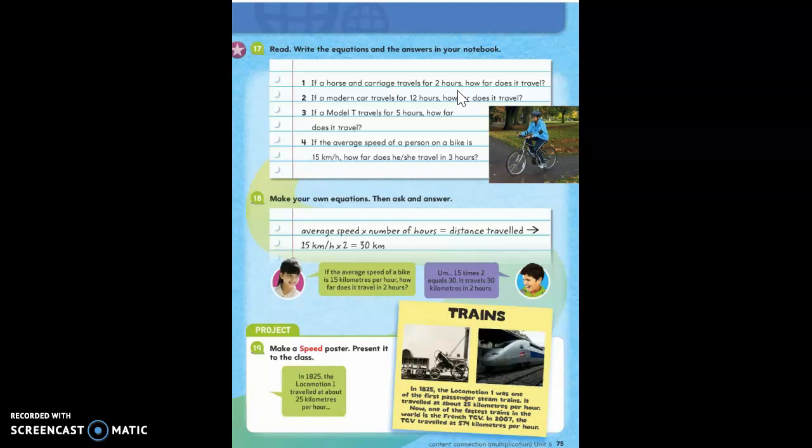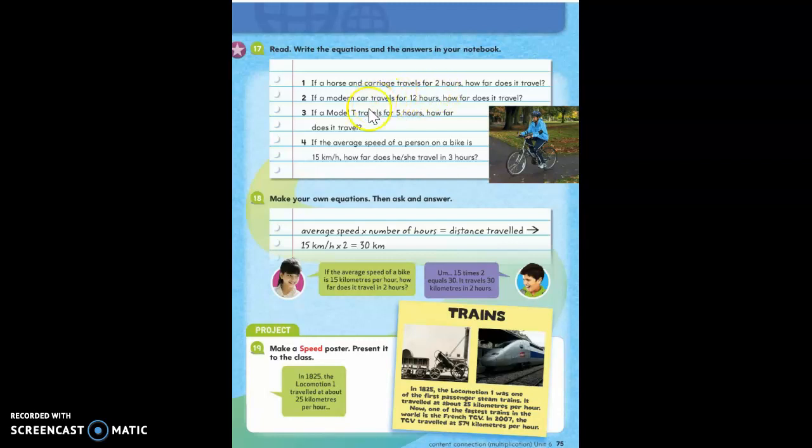Think for a minute, pause the video. It can do 8 kilometres in 1 hour. In 2 hours, how far can it travel? We have to do 8 multiplied or times 2. 8 times 2 makes 16. Okay?